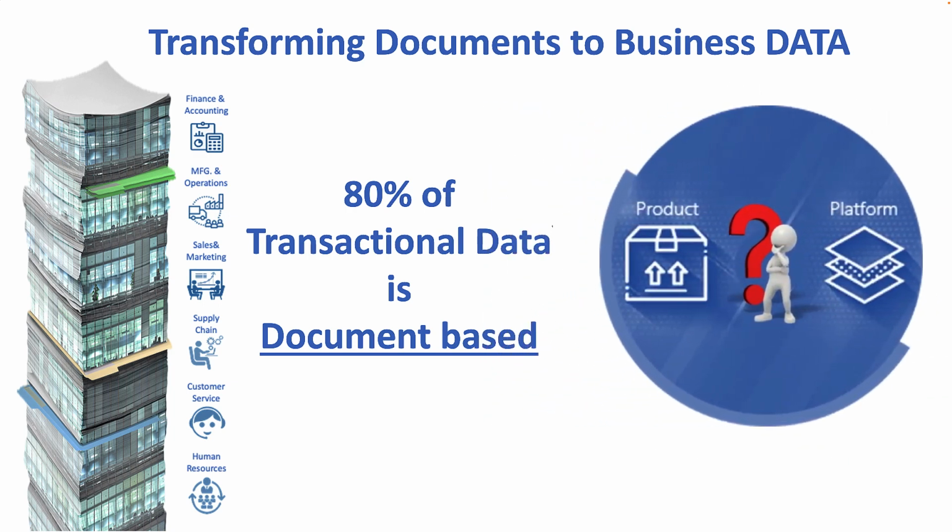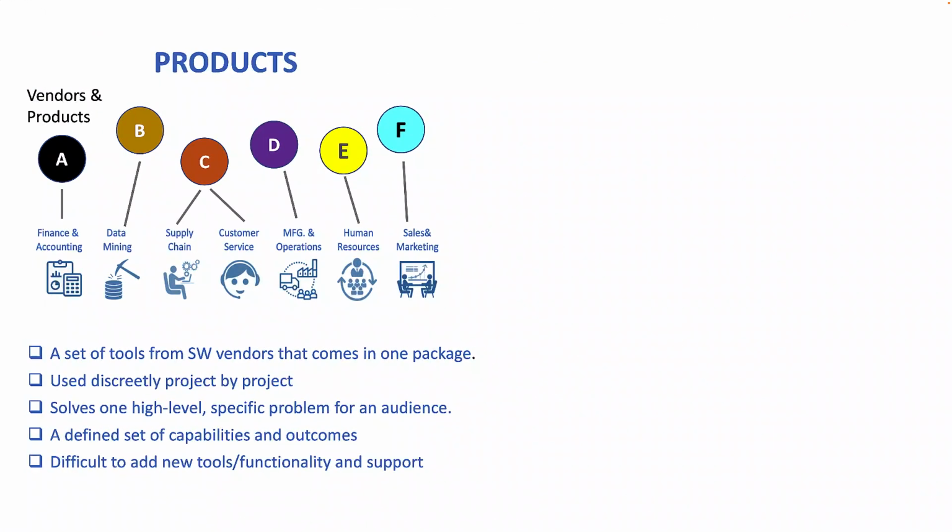Therefore, it is important to understand the difference between applying a product approach versus a platform approach to document-based automation. Let's take a closer look at the differences of the two. In simple terms, a software product is a set of tools from software vendors that come in one package. Everything contained within that package is designed for a specific outcome, and when used discretely by various business functions, it can be challenging to add on new tools that didn't originally come in the package.